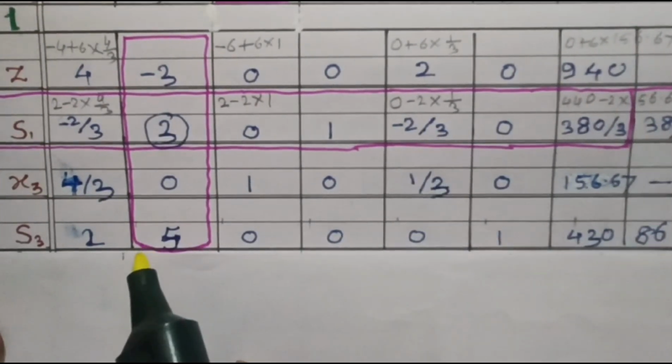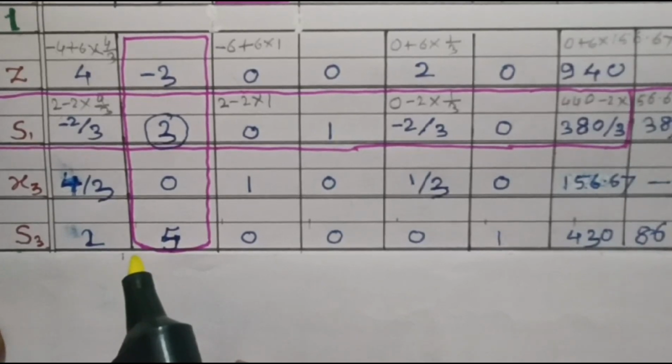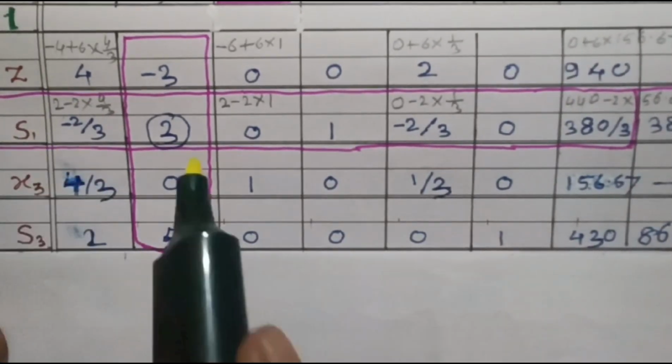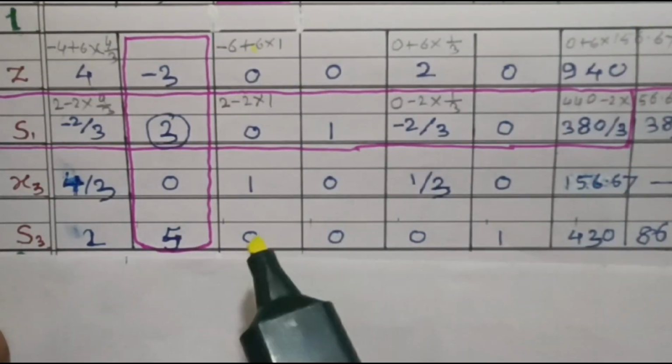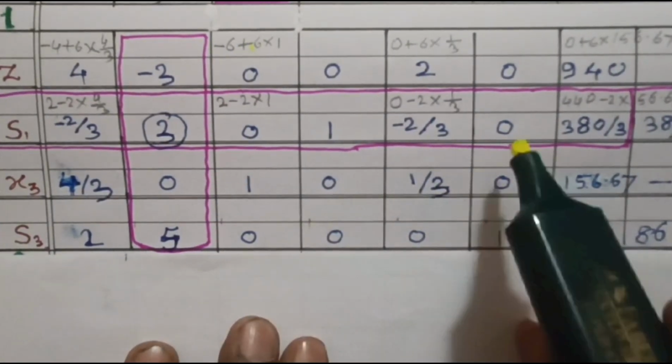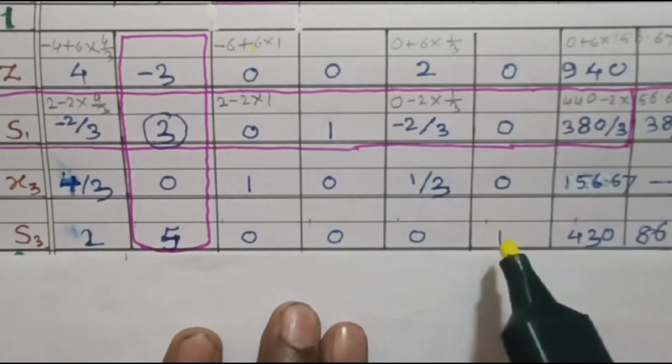Now what do we do to go to the next iteration, that is the second iteration. In the key row, this element is 0, so we take this column as it is in the second iteration. Then this is also 0, so we take this column as it is in the second iteration.